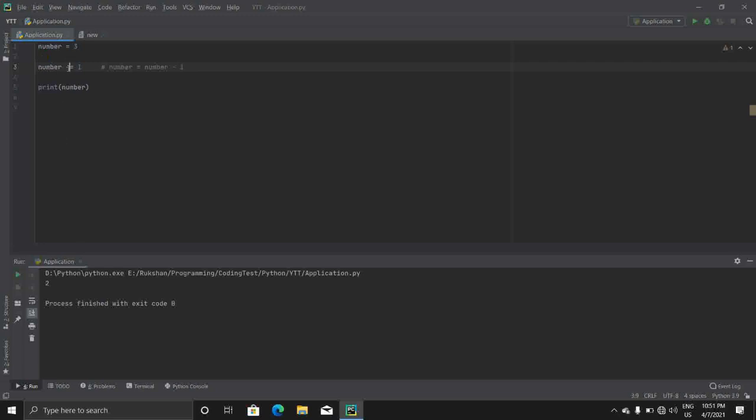Now you can use this to multiply and divide and shift bits. This is right shifting and this is left shifting, and for or and for and bitwise operators, right? Now we have come to the end of the video.